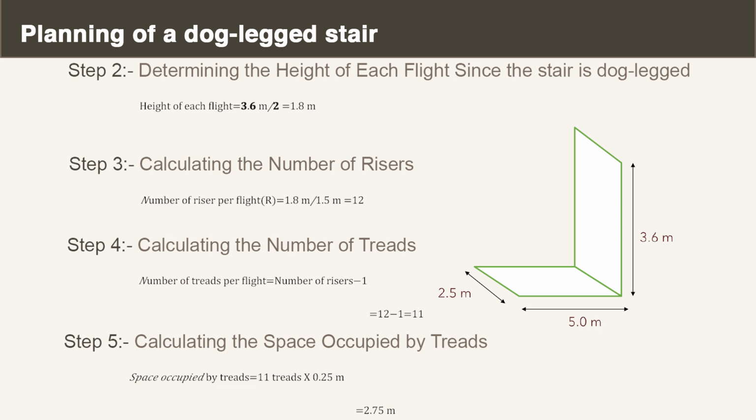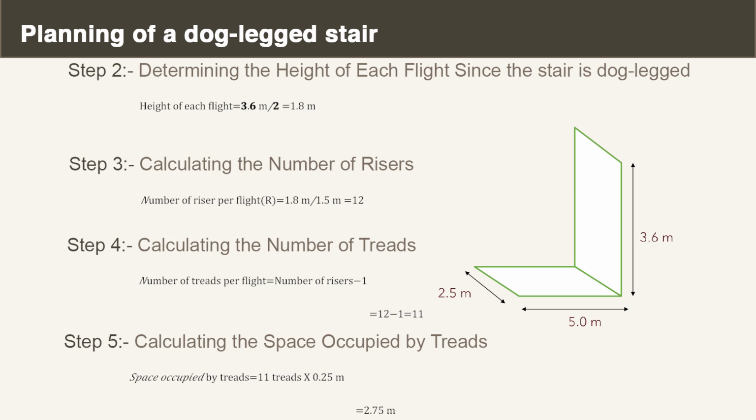Next, step 4, calculating the number of treads. The number of treads, that is the horizontal step, is always 1 less than the number of risers because the topmost riser leads to the landing. That is why number of treads per flight is equal to number of risers minus 1. That is 12 minus 1 will give 11. Coming to step 5, that is calculating the space occupied by the treads.